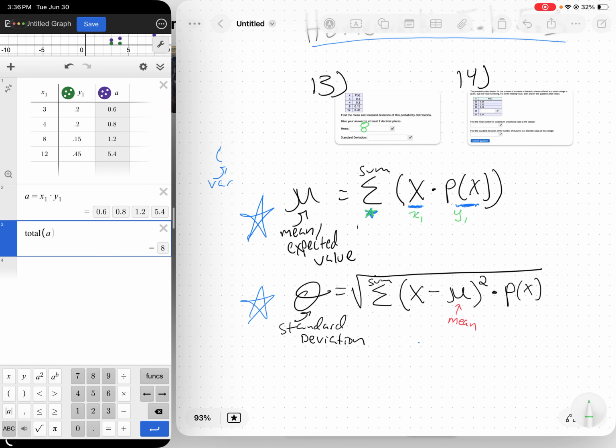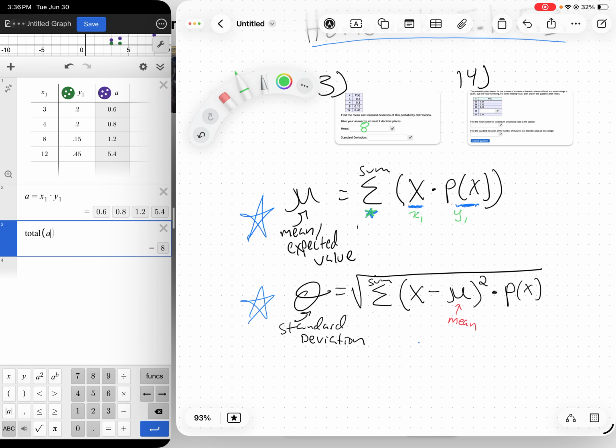All right, now we need to find the standard deviation. In order to find the standard deviation, we first had to calculate the mean. You'll notice that we have mu inside of this formula. So if you don't have the mean of your distribution, we cannot yet find the standard deviation.